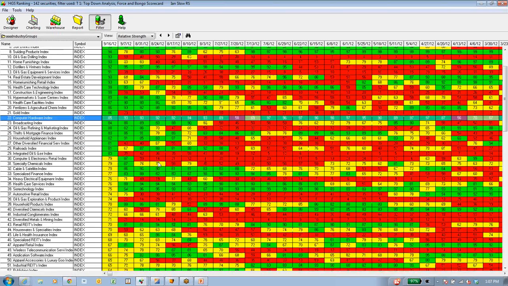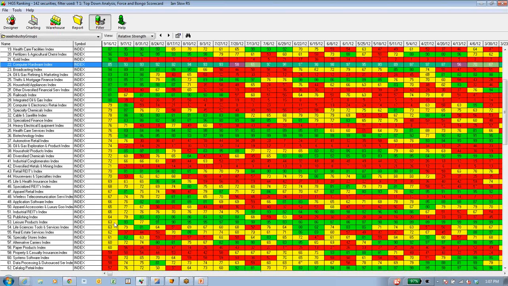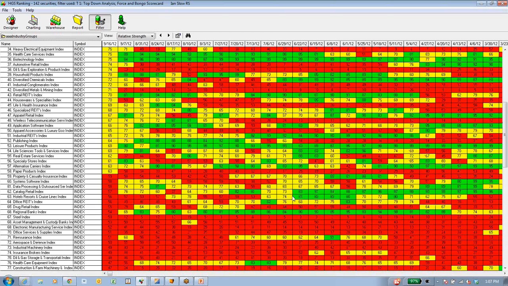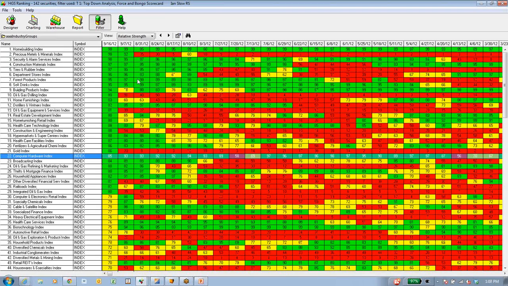And when I see green going to yellow, or green going to yellow to red, that shows me rotation out of my stocks. So as I look up here, I see rotation into precious metals, rotation into oil, gas, and drilling, rotation into home furnishings, oil and gas equipment, healthcare, construction and engineering, gold, oil and gas refining and marketing. Boy, if you're not in refiners, you also have a problem.